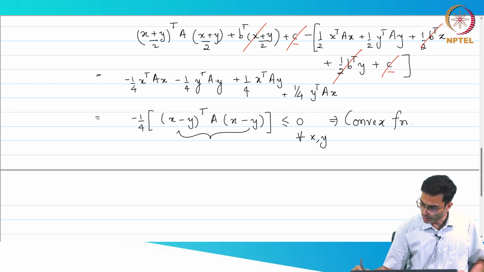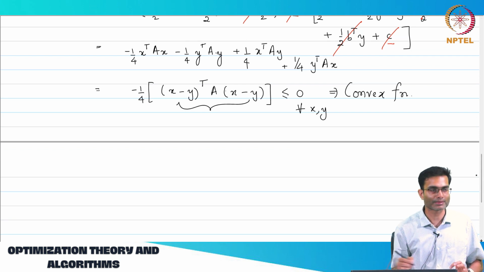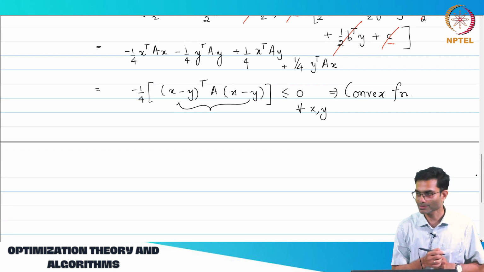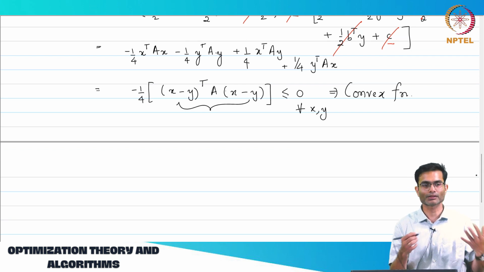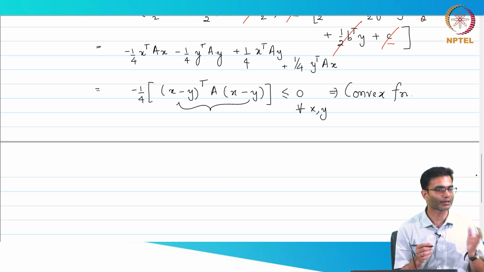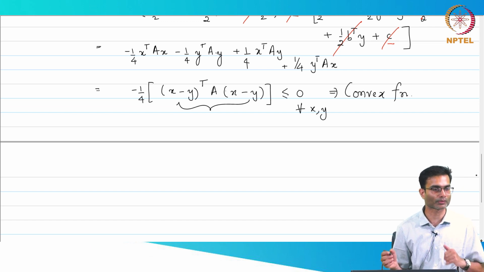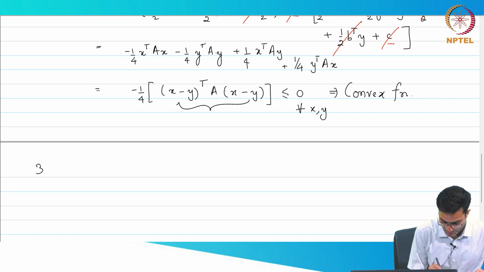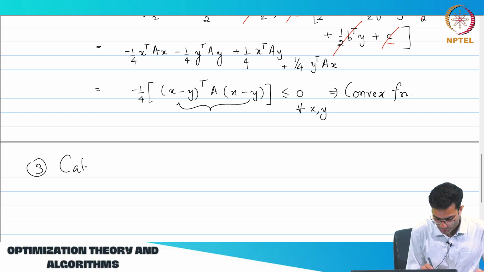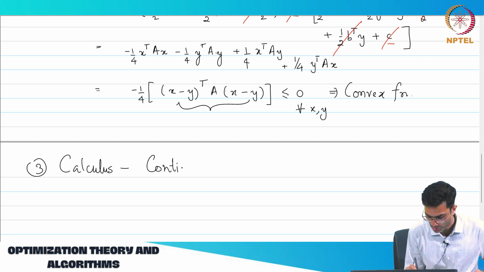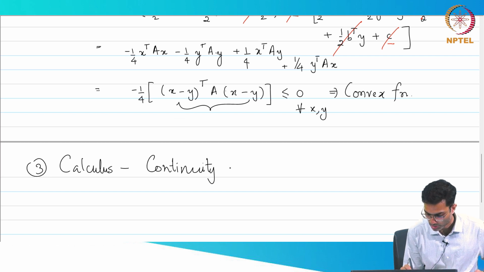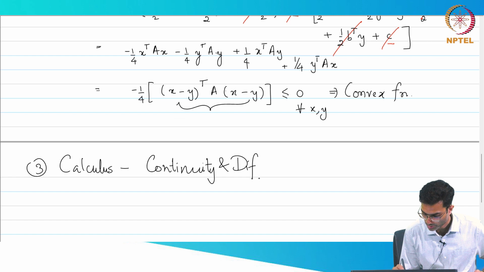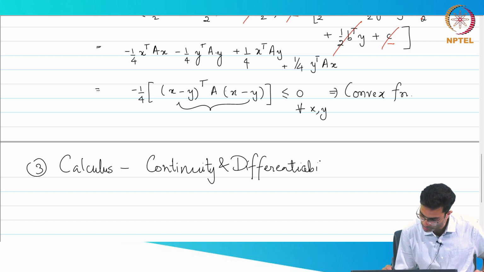Okay. Now that kind of completes the review of analysis, and the final thing that we want to review is continuity and differentiability. So calculus in short, right? So this is the third final thing. Calculus, which has continuity and differentiability.